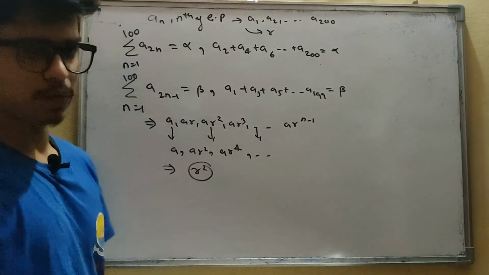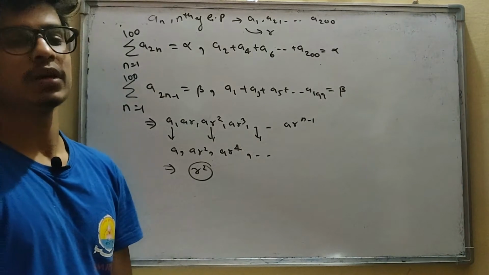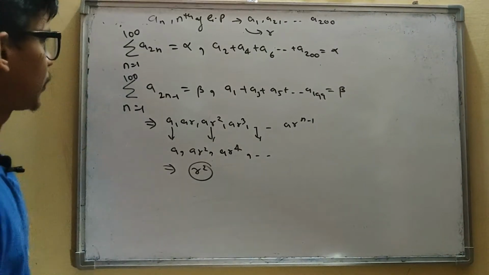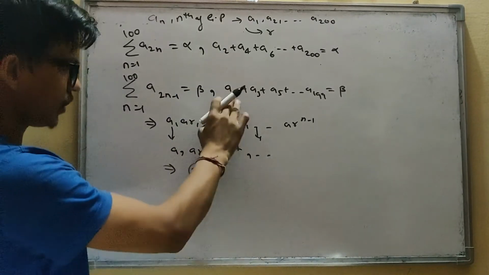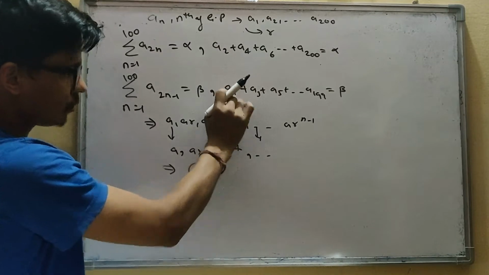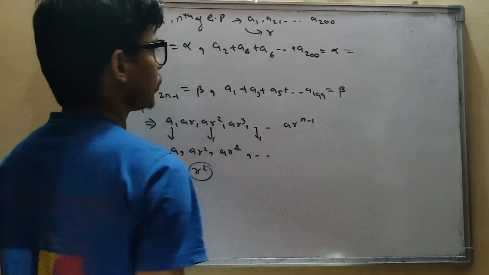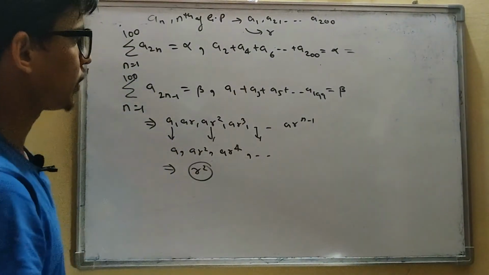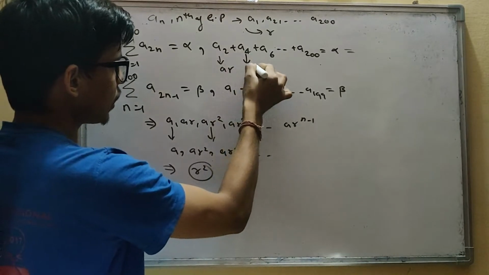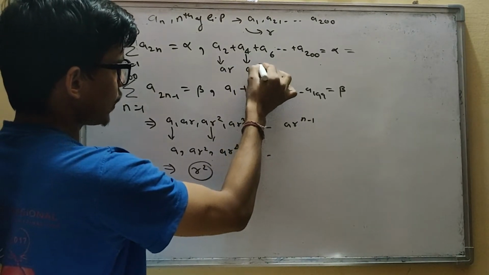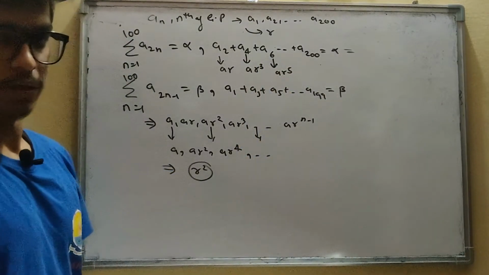If the common ratio of a GP is r, then after taking alternate terms, the common ratio will become r square, right? So for this particular case the common ratio is r square, and for the same reason here also the common ratio is r square. So alpha is equal to, the first term is a2, which is ar, then ar cube, then ar to the power 5, if you apply the general expressions.